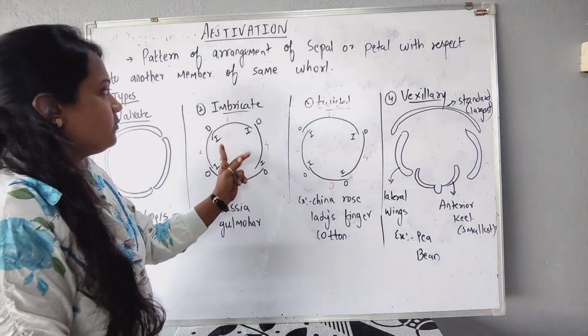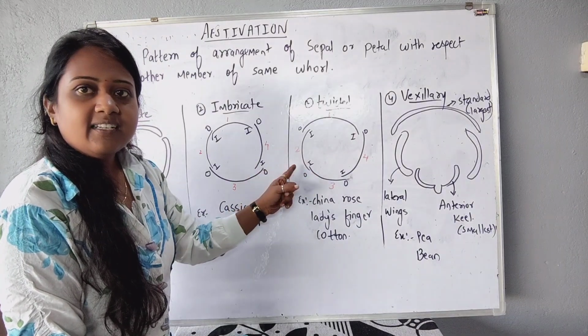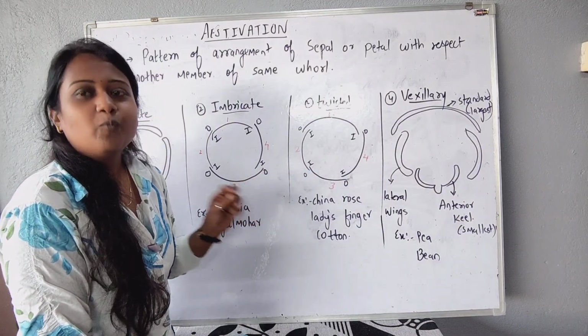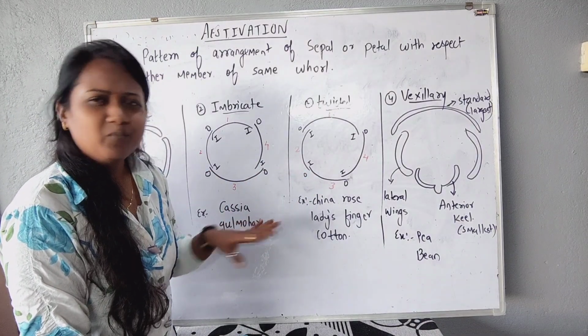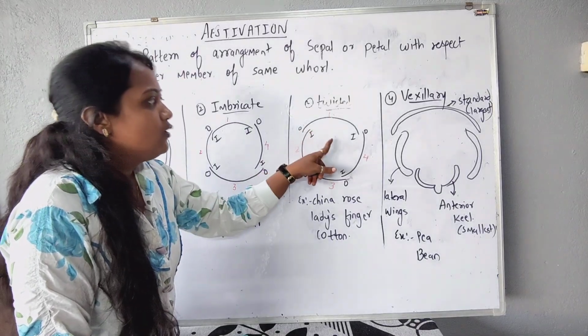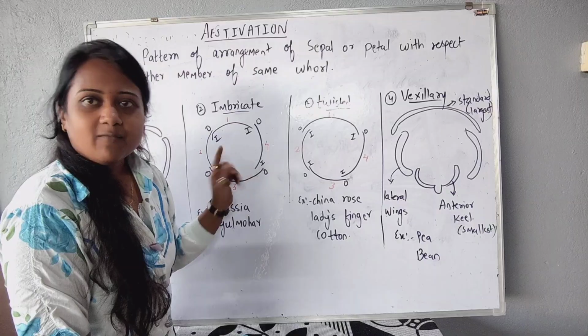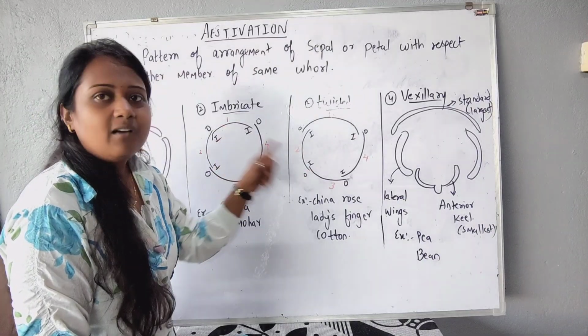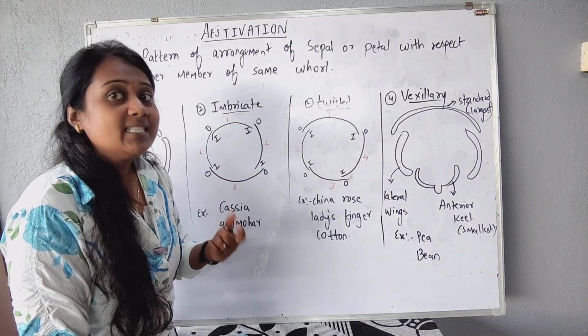So what's the difference between imbricate and twisted? That is the confusing point, where most students get confused. No need for any confusion. It's very simple. Look again, in the twisted and in the imbricate, what is common? The margins are overlapping, that is common. But what is the difference?